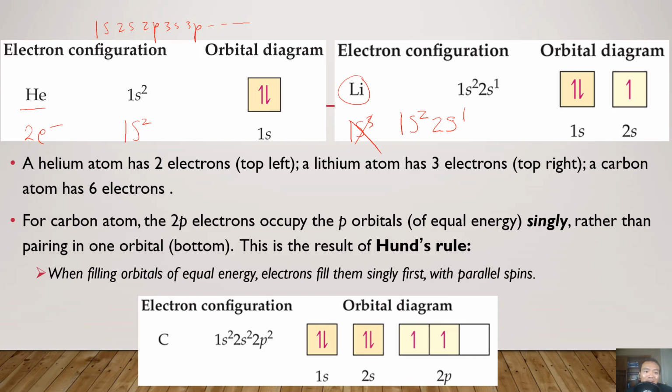Again, you can also represent these configurations using orbital diagram, like what you see over here. 2 oppositely spinning electrons. Okay, for the lithium, it's similar. 1s, you have 2 electrons, and the 2s, you have 1 electron inside. Of course, for the spin in the 2s, you can also put it as spin down. It doesn't matter. Now let's look at the carbon, which is slightly different.